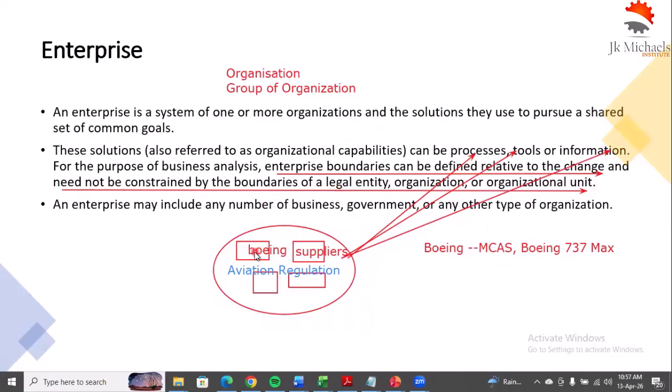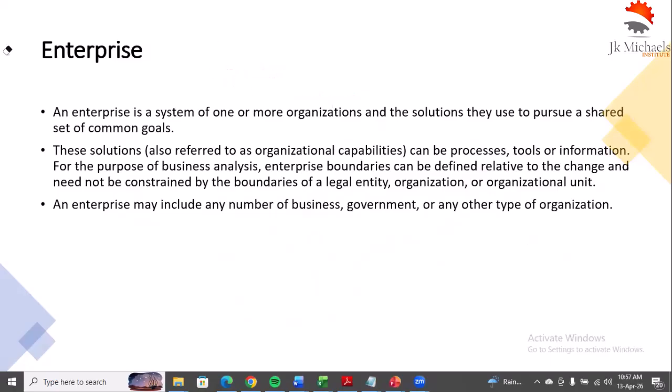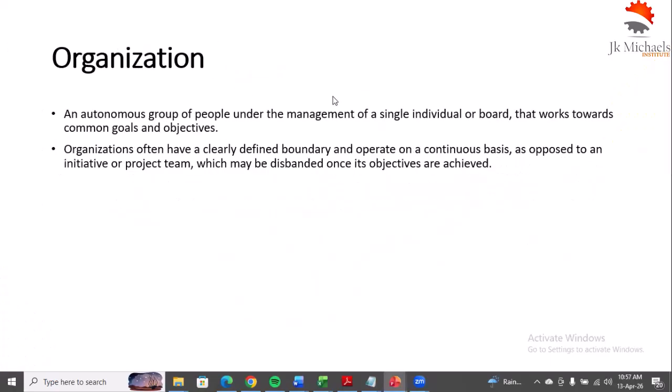Say, okay, Boeing is an enterprise, or the aviation regulation is an enterprise. When we're talking about enterprise, we're talking about all of them that are working together. We define that by the boundary of the change. An enterprise can be any number of businesses. So Boeing and the suppliers and the IT service providers that provided the MCAS, that probably coded the MCAS, they would be all organizations, including the government and the regulation and the regulators, which are representatives of government or civil society.